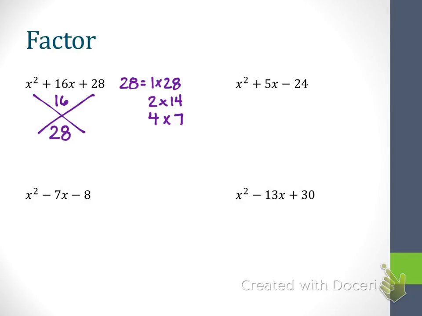Now, is 28 positive or negative? It's positive, so I'm going to look what adds to give me 16. 1 plus 28, no. 2 plus 14, yes. Is 16 positive or negative? It's positive. So that means we're going to have positive 2 and positive 14. So I can write x plus 2 times x plus 14. And these are my two factors.